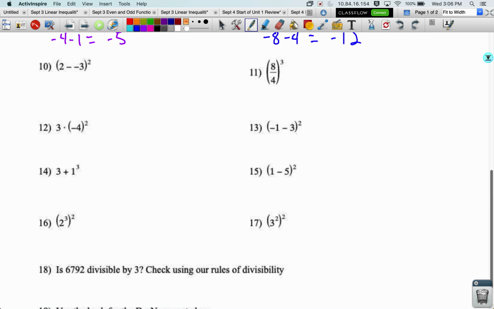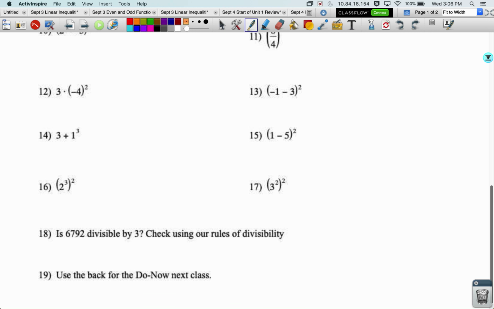Let's skip down and see if there's any that look maybe a little bit more challenging. Here we've got some stacks of exponents. So what we do is the inside one first, and then work our way out. 2 cubed, that's 2 times 2 times 2, that's 8. So this simplifies to be 8 squared, which we know is 64. 8 times 8 is 64. And here, 3 squared is 9. 9 squared is 81.